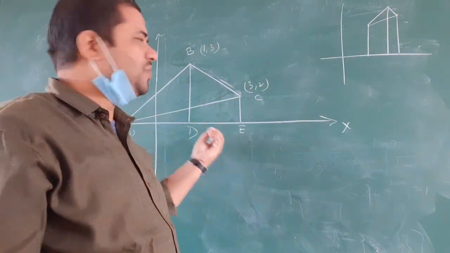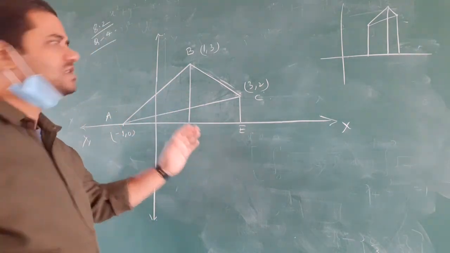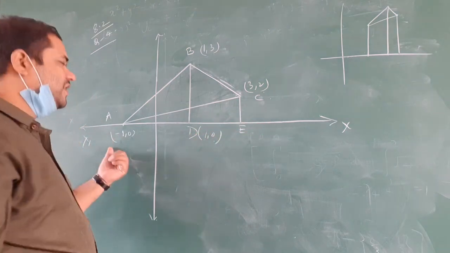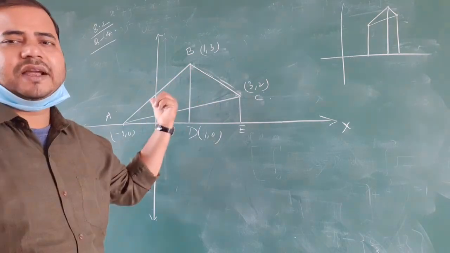And how will we find the area? It is very simple. Area under this line means limit from this to this. Suppose this is 1, 3, so this is 1, 0. So minus 1 to 1 area under this line, and you know the equation of the line.